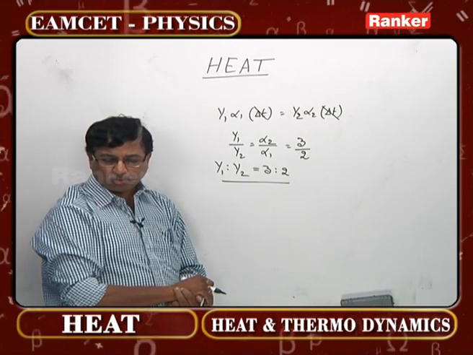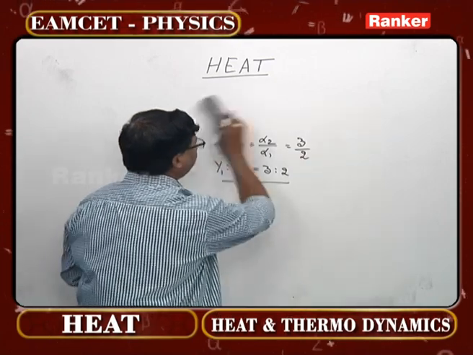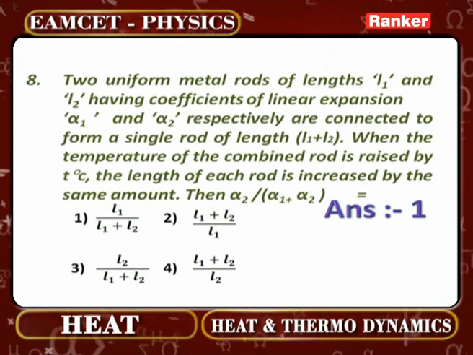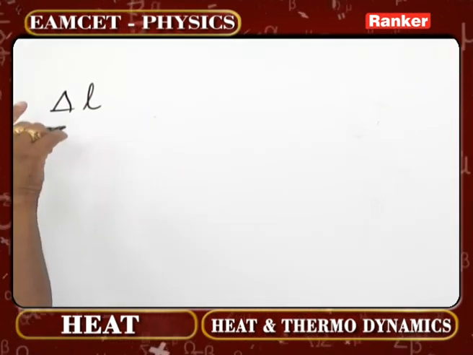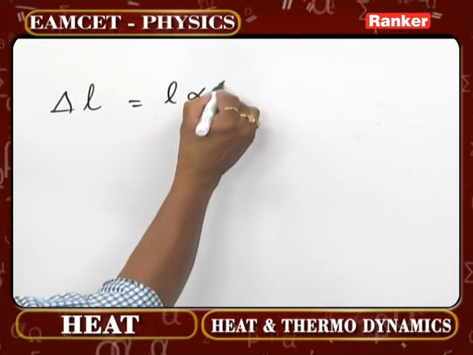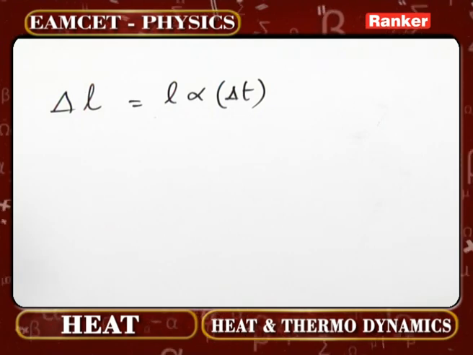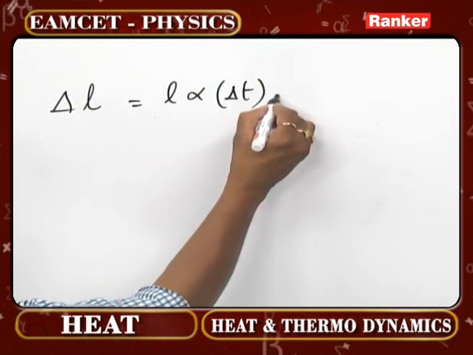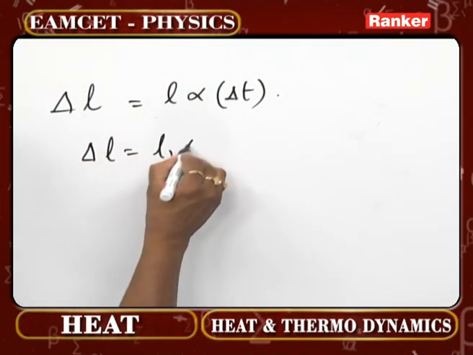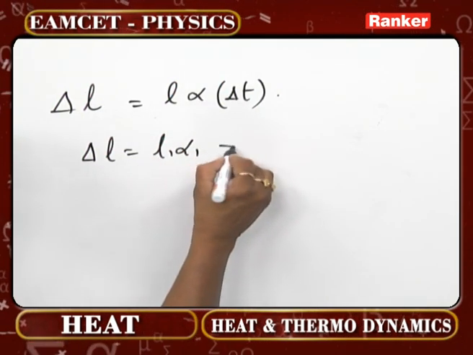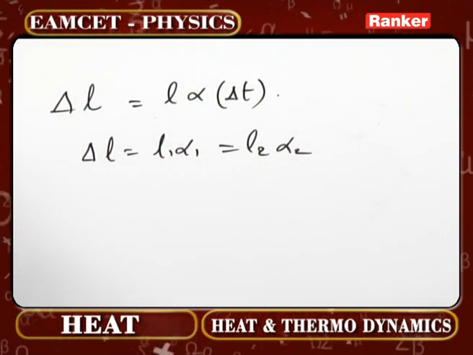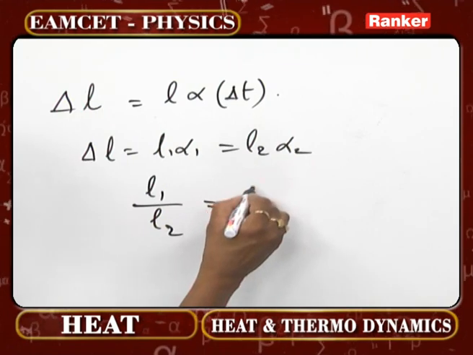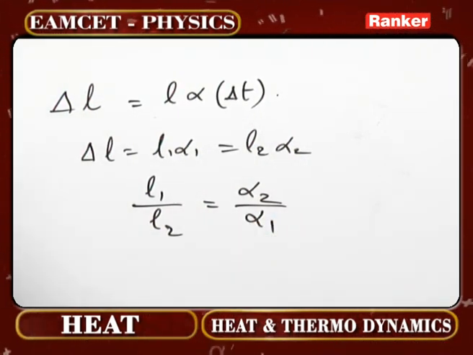Then what is alpha 2 by alpha 1 plus alpha 2? Look at first of all the wording carefully. He is talking about the increased length being the same. That means delta L is going to be the same. L alpha delta T, that is the actual formula. And of course you people can understand delta L is the same, so for the first one you can write L1 alpha 1, and the second one is going to be L2 alpha 2. Then what exactly can you understand from this? L1 by L2 is equal to alpha 2 by alpha 1. That is the general concept.